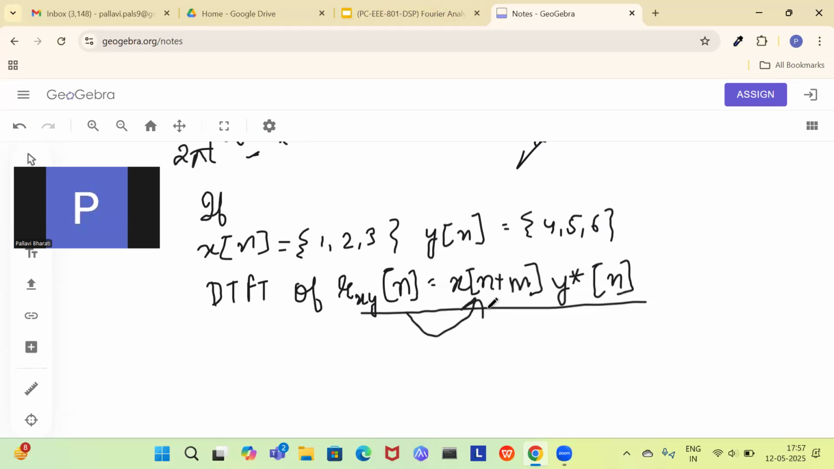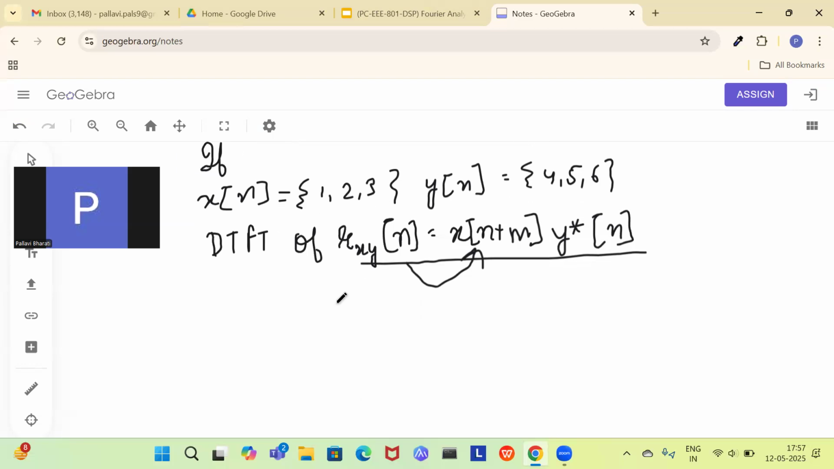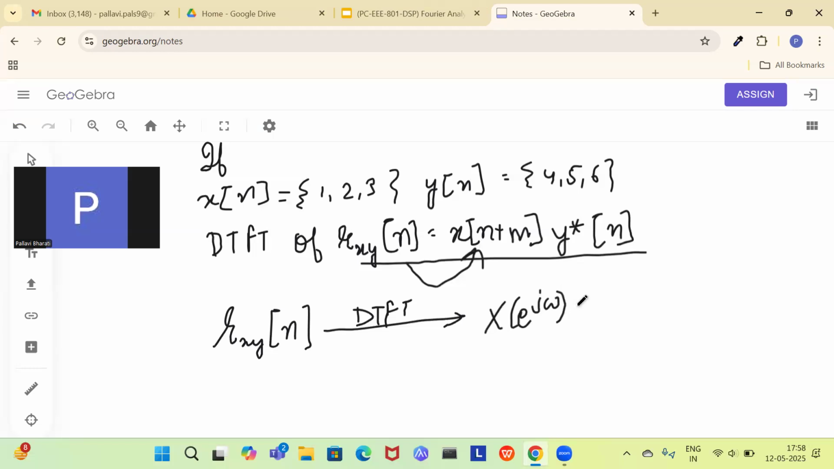But in case of the property, how we take the DTFT of R x y of n is this: you will take the DTFT of x of n and the DTFT of y of n, but take the conjugate of the DTFT of y of n. So R x y of n, if you take the DTFT of this, then what you need to do is the individual DTFT, X of e to the j omega, multiplied with Y star of e to the power minus j omega.